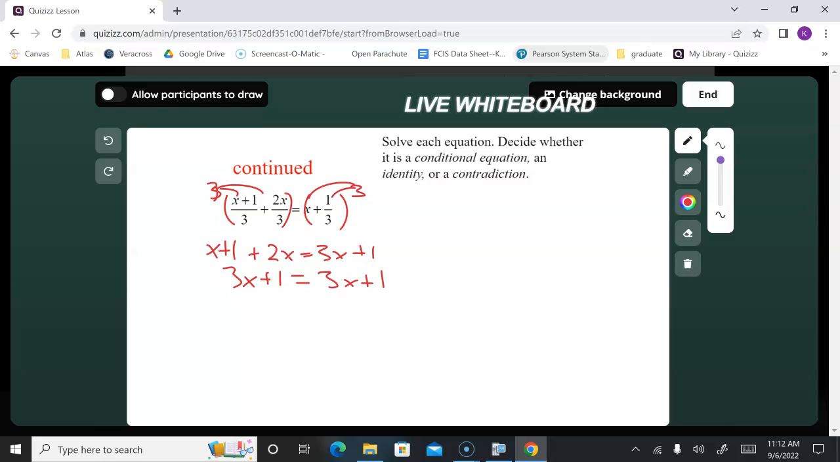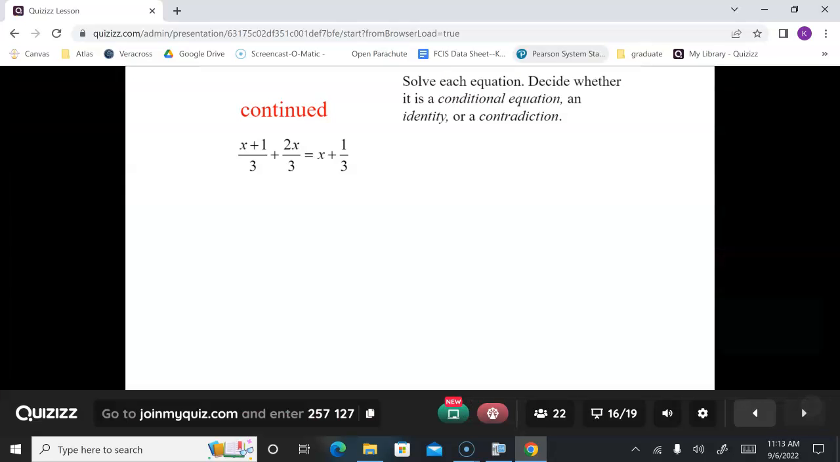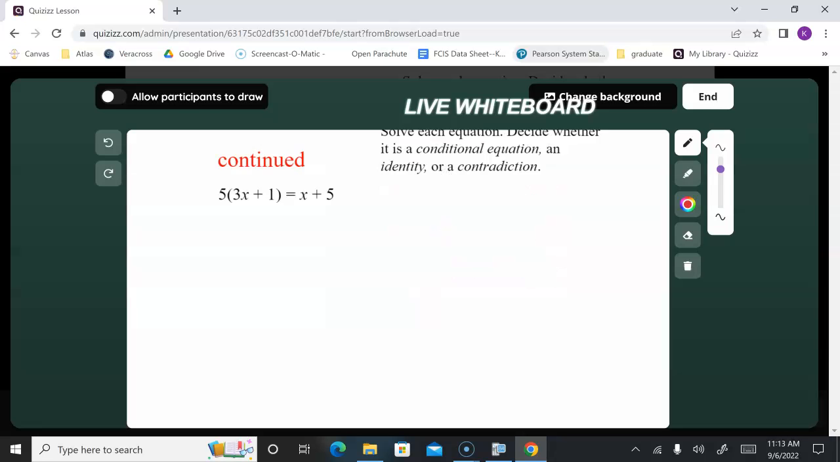Because the left and right side are exactly the same. I could plug in any number for x, and it's always going to be true. So I have an identity. Okay. Questions, comments, concerns on that? Okay.